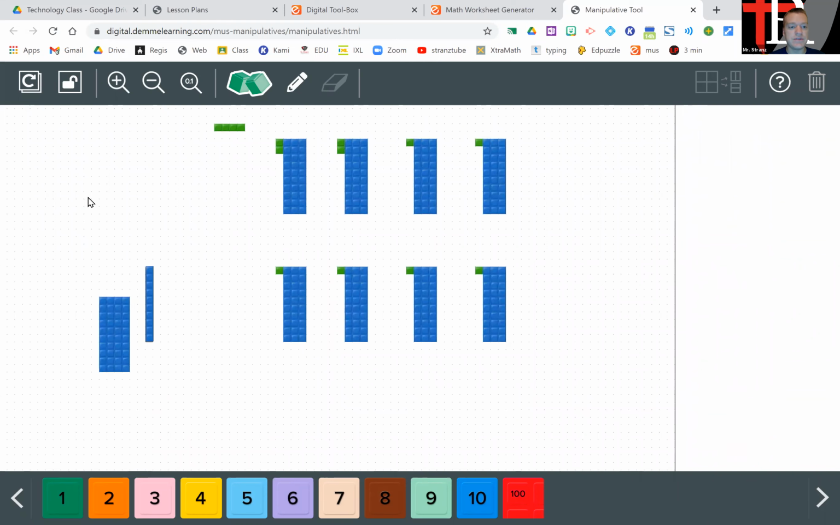I need to convert another stick of 10. Okay, so I'm going to do 1, 2, 3, 4, 5, 6, 7, 8, 9, and 10. So now I can get rid of another blue one because I converted it into individual cubes. I'm going to go ahead and keep going where I left off.